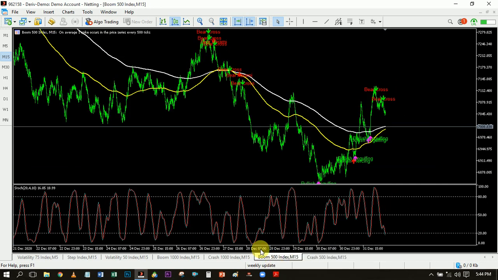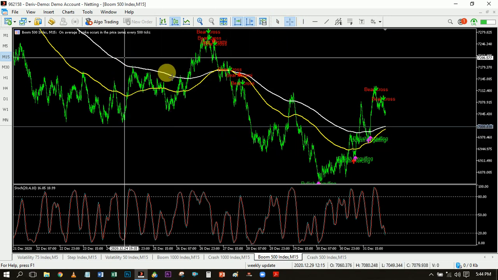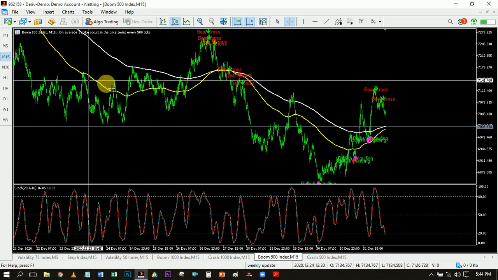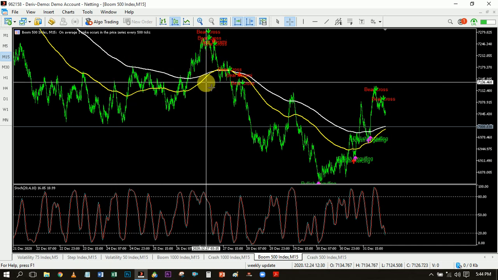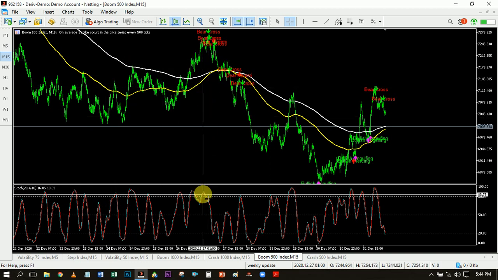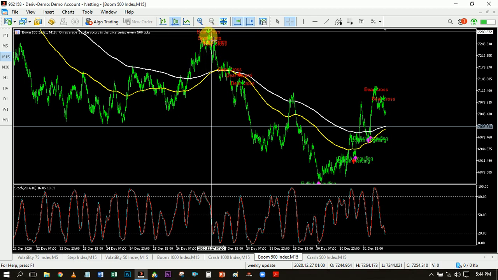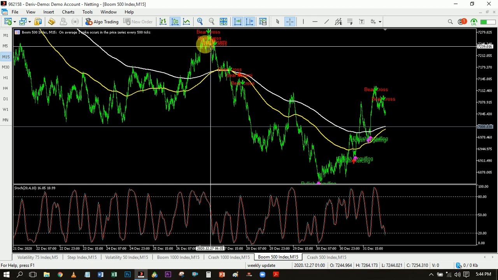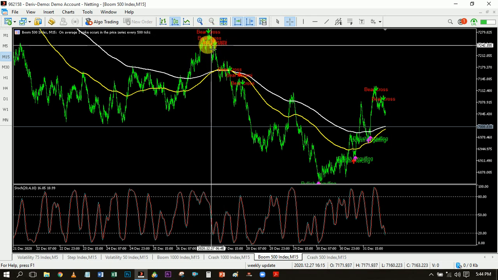This is Boom 500. Let's see if you can get the same thing. You can see this is a sell signal, 200 below 400. You can see it's overbought here. Then you can see your cross, your bear cross. You can see your bear rami, bear cross, and you place your sell.